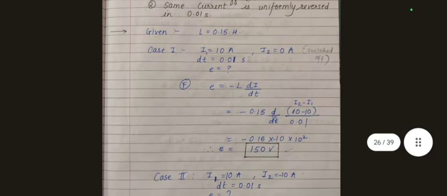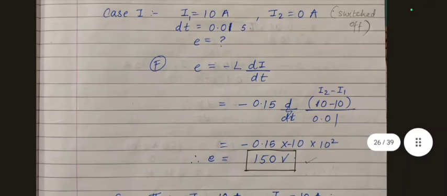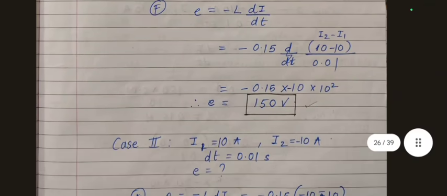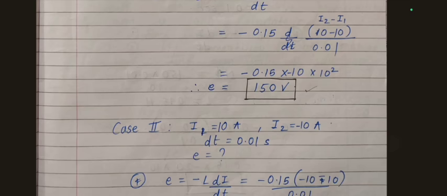Now we all know the formula, E is equal to minus L di by dt. Just substitute it. L is 0.15, given to us, minus sign is there, remember, and di is I2 minus I1, so that is 0 minus 10. See what we all do, we write I1 minus I2. So just focus, I am telling you the mistakes that you can make. Here you have to write I2 minus I1. Here as I2 is less, 0 minus 10 upon 0.01, that is dt. Just calculate, you will get E as 150 volt.